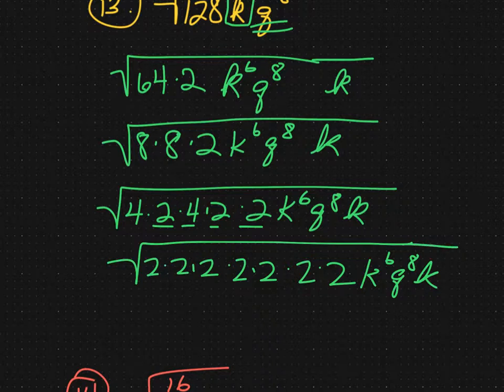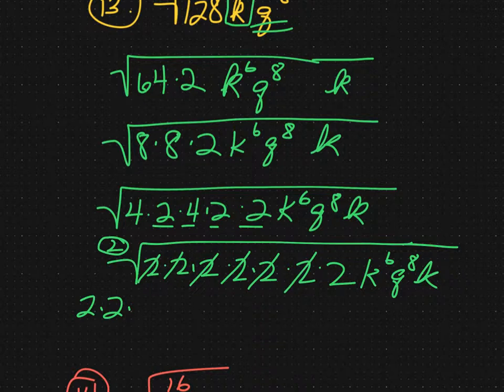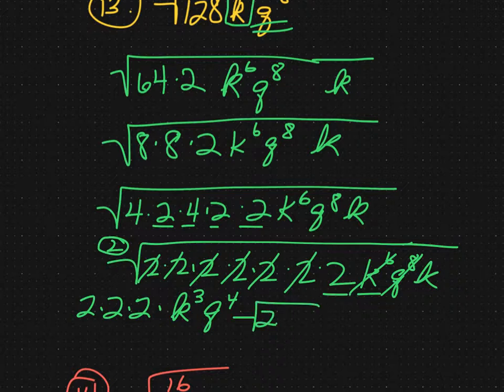Okay, now let's see how much we can take out from under the radical. And since it's a square root, a second root, anytime I get 2 of the same factor in the square root, it'll give me a factor outside this square root. So these 2's make a 2, these 2's make a 2, these 2's make a 2. Nothing I can do with that 2. With k to the 6th, 6 divides by 2 and makes k to the 3rd. Done with that. With q to the 8th, 8 divides by 2 and makes q to the 4th. Done with that. And then inside the radical, I'm left with a 2 and a k.